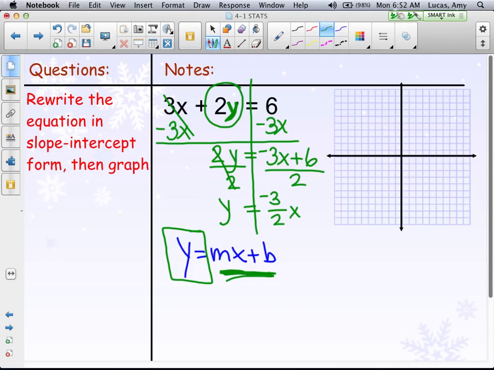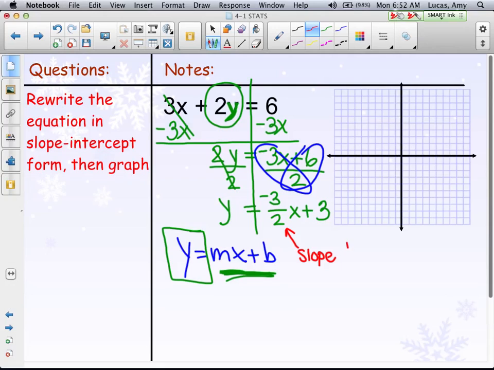So it's -3/2 x, and then plus, so I'm kind of going like this, like a butterfly. I'm dividing each term by 2. 6 divided by 2 is 3. So my equation in slope-intercept form has a slope of -3/2 and an intercept of 3.